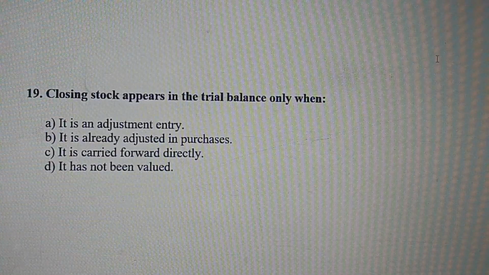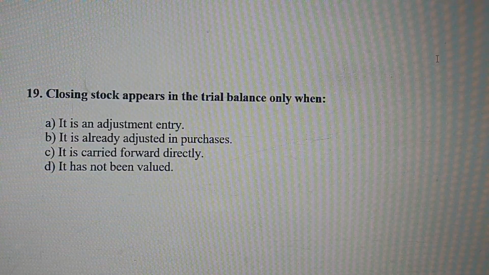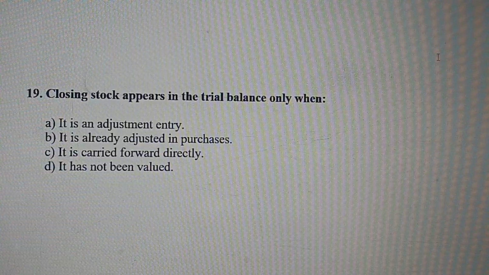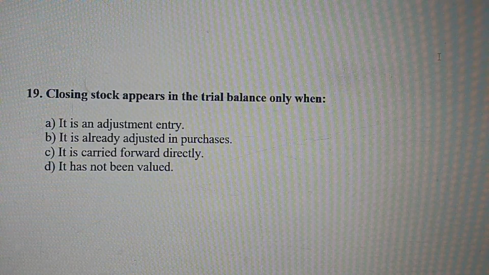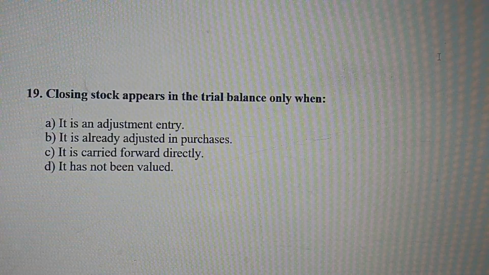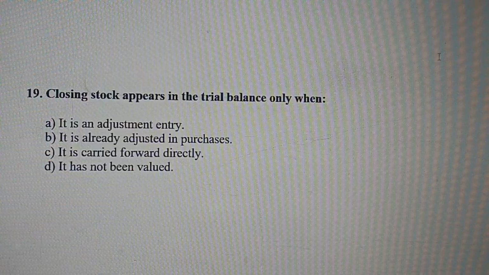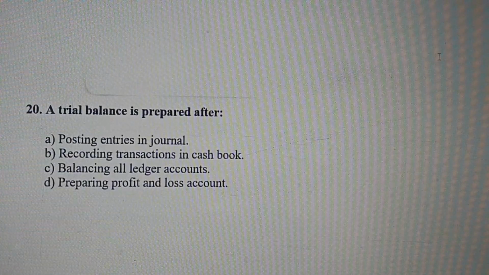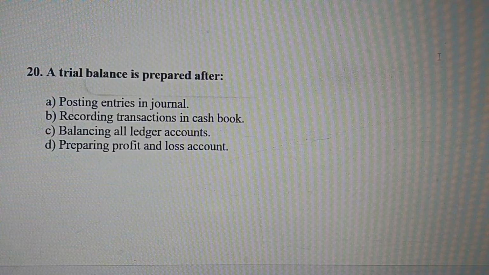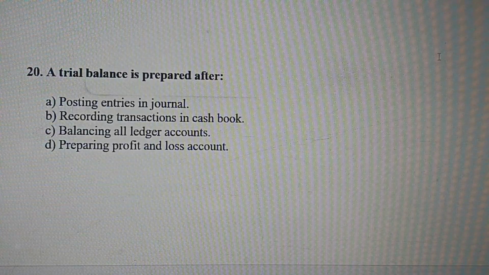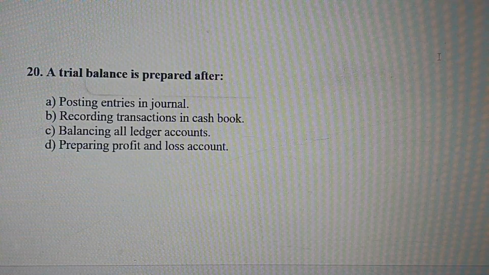Next question. Closing stock appears in the trial balance only when it is an adjusting entry, it is already adjusted in purchases, it is carried forward directly, it has not been valued. Next question. A trial balance is prepared after posting entries in journal, recording transactions in the cash book, balancing all ledger accounts, preparing profit and loss accounts.